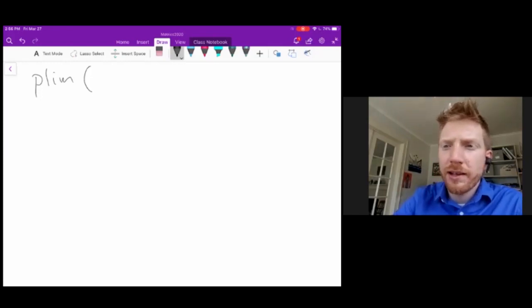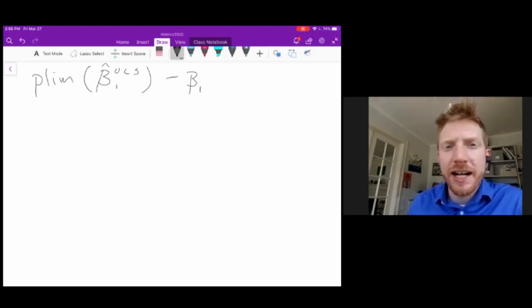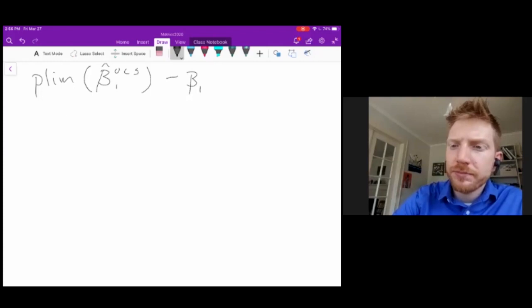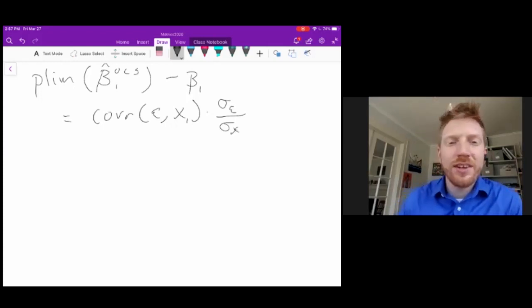But if we look at how the probability limit differs for beta hat in OLS from the real thing, now this idea is very, very similar to the idea of bias. This is just going to be the correlation between the error term and x1 times the standard deviation of the error term over the standard deviation of x1.